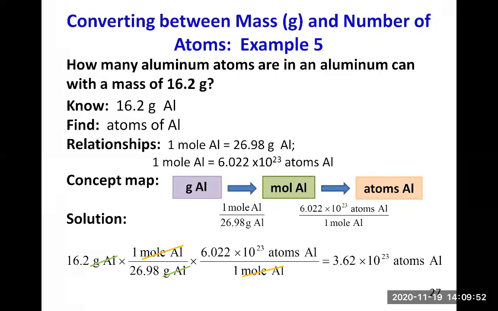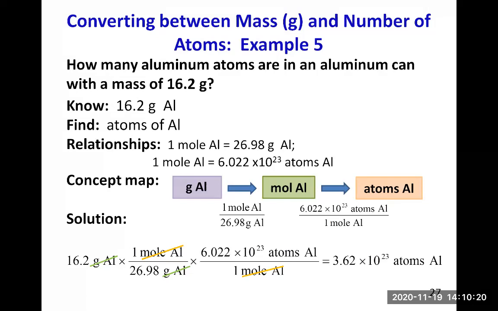And so in the calculator, you do 16.2 times 6.022 10 to the 23rd. Remember to use the scientific notation here with the EE key. And then divided by 26.98. The calculator answer is 3.615878, etc., 10 to the 23rd.